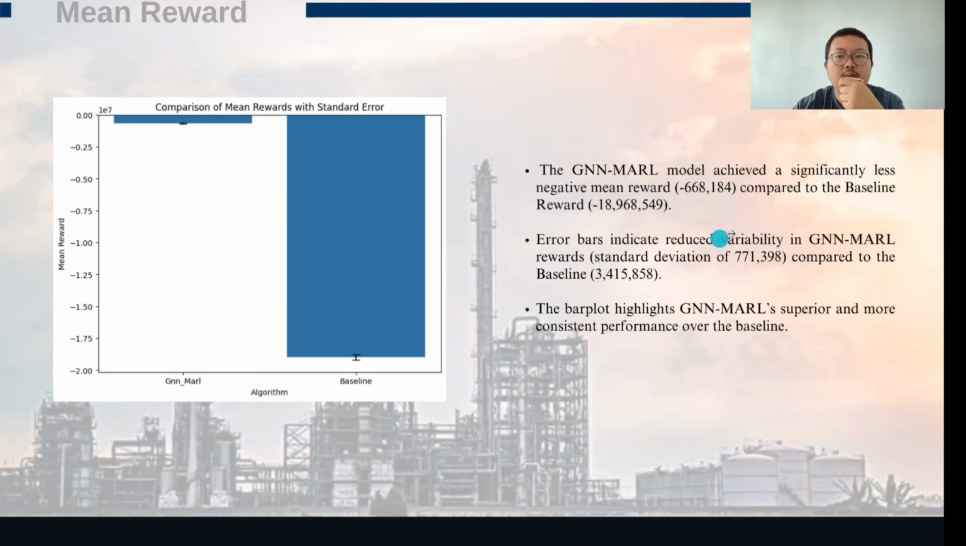The GNN MARL model also achieves a significantly less negative mean reward as compared to the baseline, where the error bars indicate reduced variability in the GNN MARL rewards as compared to the baseline's rewards. This bar plot highlights the model's superior and more consistent performance over the baseline.